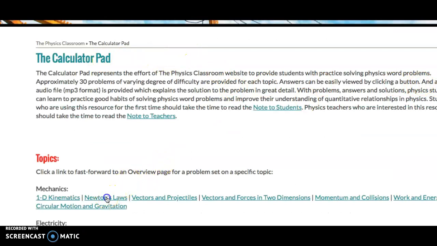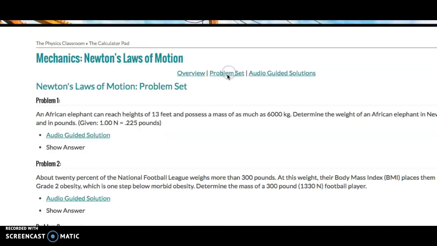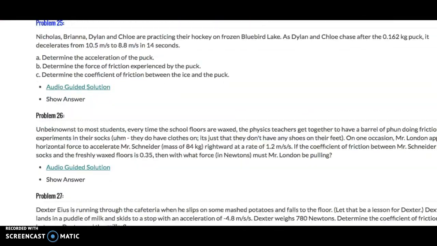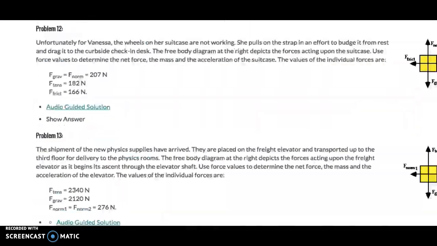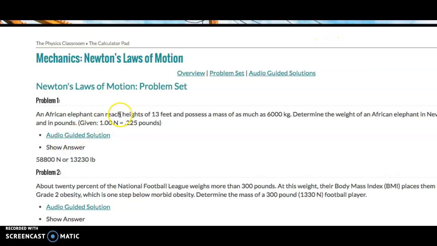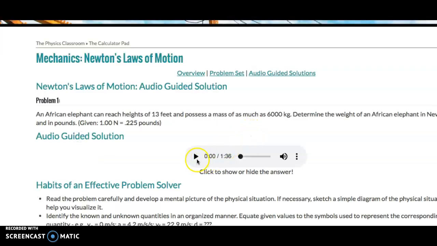Let's go to Newton's laws, open up the problem set. You'll notice that each of these units has about 30 questions. We'll look at one of them. Okay, 30 questions. We'll just look at question number one just to realize what they have. So you can get a question and just be given the answer, or you can have a gentleman who will talk real nice for us.